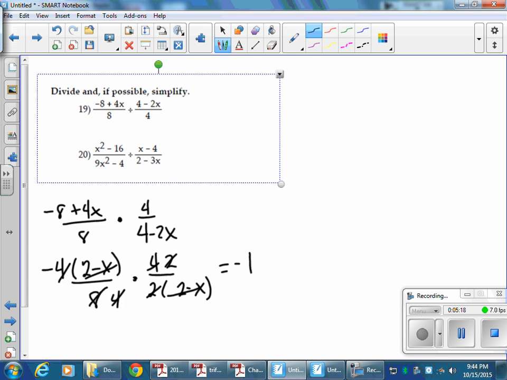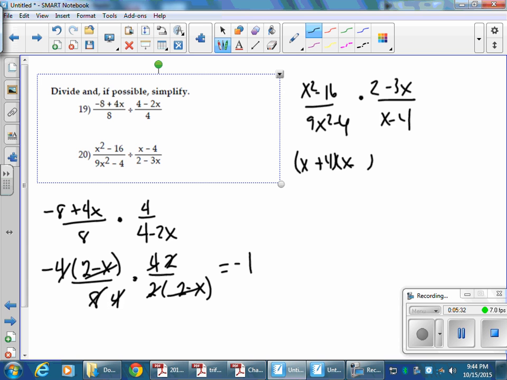Number 20, again, I'm going to rewrite it. I'm going to change the division to multiplication. I'm going to flip over the second fraction. The top one factors: x plus 4, x minus 4. The bottom one factors: 3x plus 2, 3x minus 2.